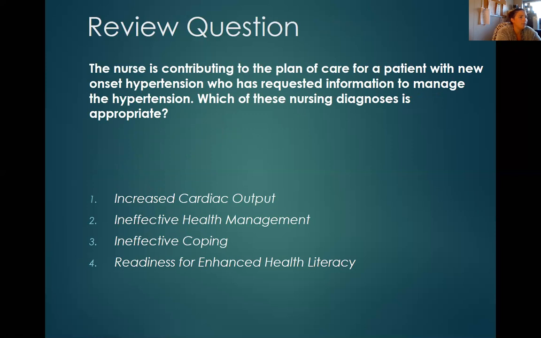So nurses contributing to the plan of care for a patient with new hypertension who is requesting information on how to manage that. Which of the nursing diagnoses is appropriate? So increased cardiac output. Yeah, they probably have it, but does that have anything to do with what the patient's asking? Because the patient's asking you how to get information to manage the hypertension. So no, that's not appropriate.